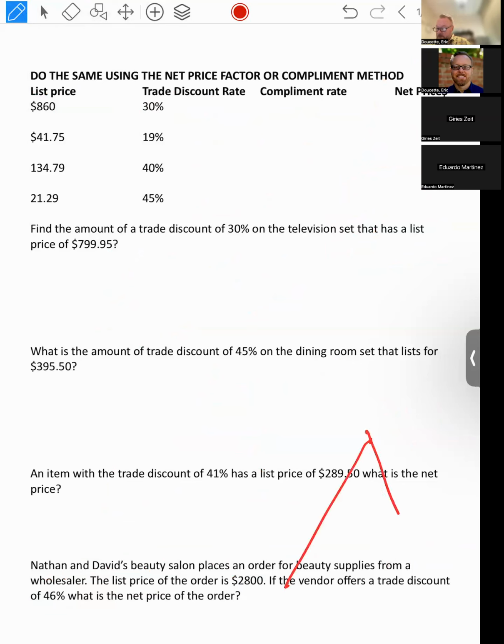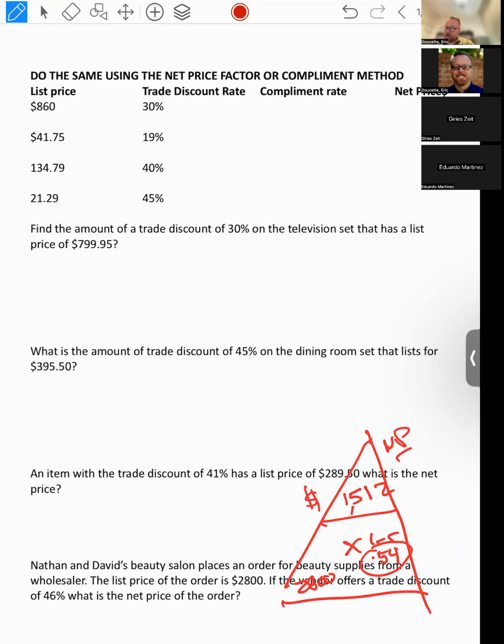So again, we're going to just go right to net price this time. So 2,800 times 1 minus the rate, because that's how we get the net price. And the rate is 46. So what would that be? 54, so that's what it's going to be, 0.54. And that's going to give me my net price. So 2,800 times 0.54. It's going to be $1,512. So that is my net price.